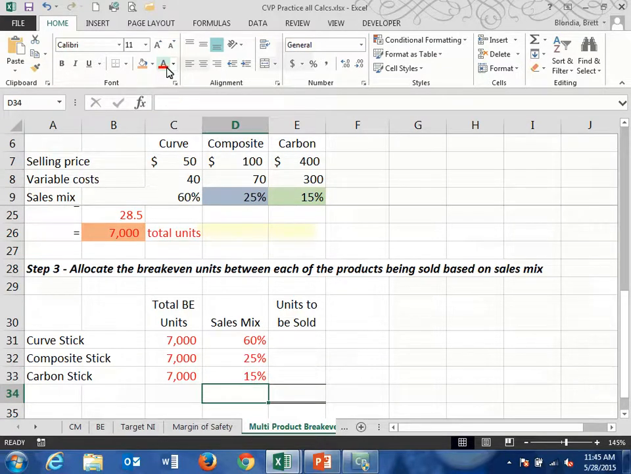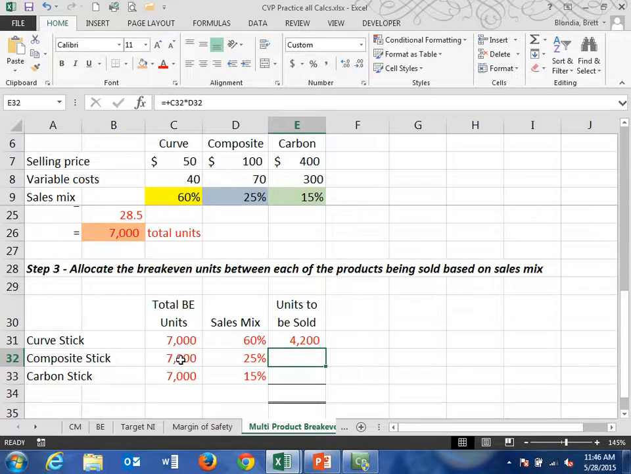To allocate out the break-even units to each of these products, I just take 7,000 times 0.6, and that means that 4,200 of the sticks that are going to be sold will be curve sticks. 7,000 times 25% is 1,750 composite sticks that will be sold. And if 15% of all the sales are carbon sticks, that means that 1,050 of those break-even sales will be carbon sticks.